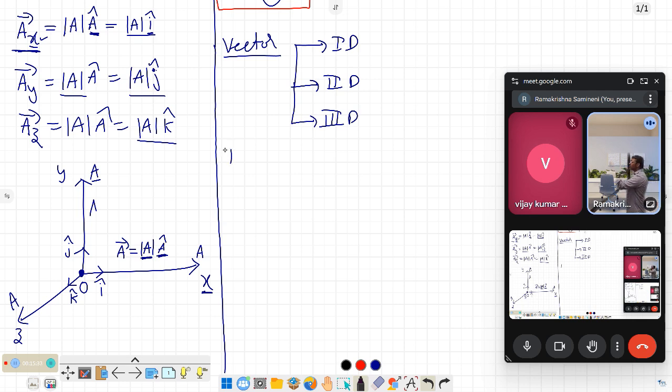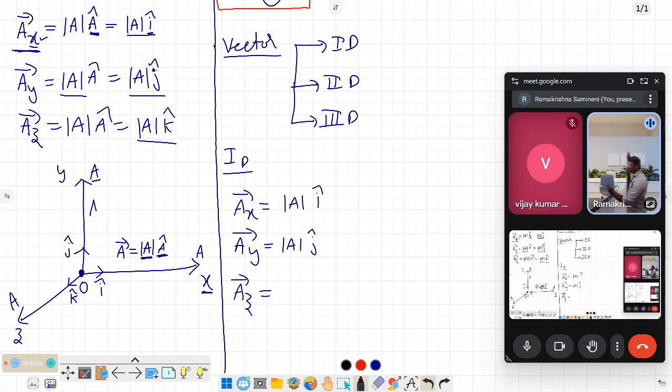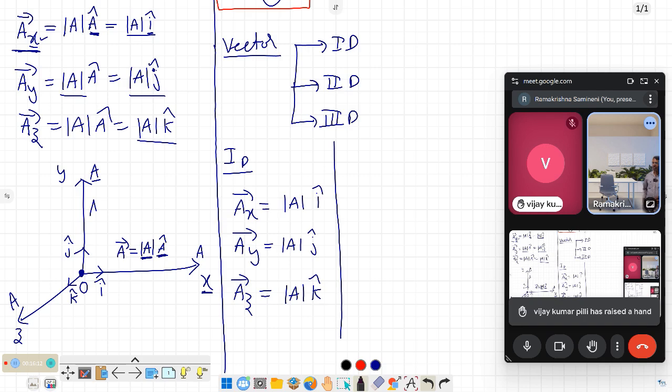So how do we write a one dimension vector? If A is the vector and it is only along the x-axis, I write the one dimension vector as Ax vector, which is equal to mod A into i cap. Similarly, if the same vector is only along the y-axis, that is also a one dimension vector, represented by mod A into j cap. If the vector is only along the z-axis, we represent it with mod A into k cap. This is called one dimension vector representation.